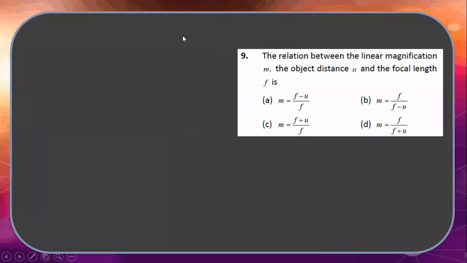The relation between the linear magnification M, the object distance U, and the focal length F is, as I have explained, M is equal to F by F minus U. The relation between the linear magnification, the object distance U, and the focal length F is M is equal to F divided by F minus U.